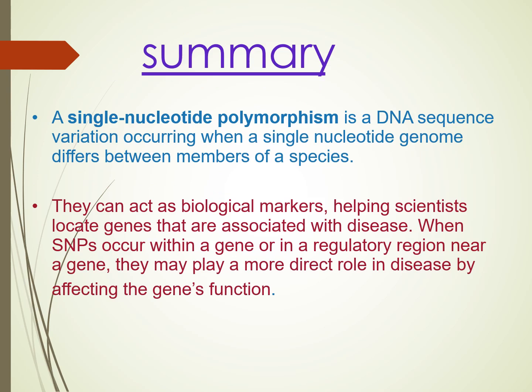So in summary, a single nucleotide polymorphism is a DNA sequence variation occurring when a single nucleotide in the genome differs between members of a species. They can act as biological markers, helping scientists locate genes that are associated with disease. And when SNPs occur within a gene or in the regulatory region near a gene, they may play a more direct role in disease by affecting the gene's function.